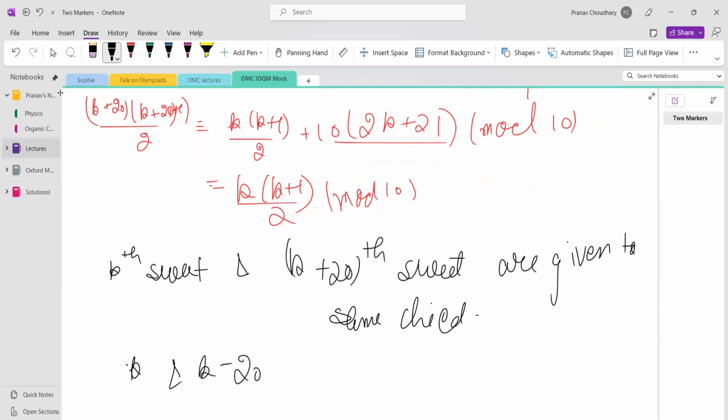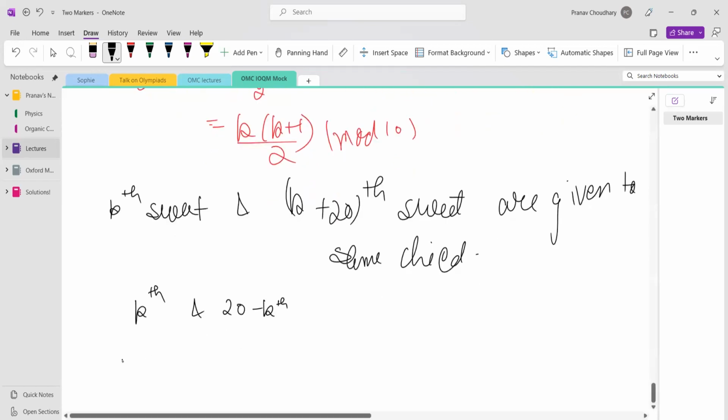Oh, wait, not k minus 20. Let's see, 20. I think we can repeat this argument for 20 minus k. Okay, let's try. If it does not work, then I'll just tell. But let's see. If this works for k and k plus 20, you would expect, hopefully, that it works for kth and 20 minus kth as well.